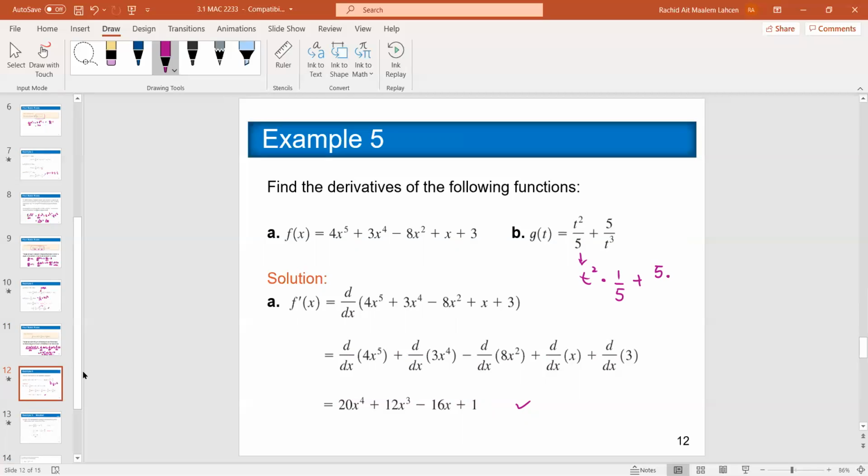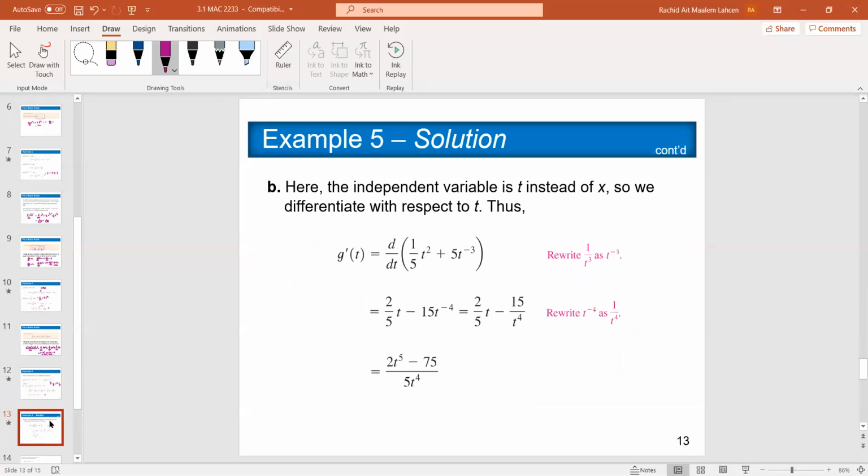That's a 5 times 1 over t cubed. So if we see it this way, we will know how to put it in a form that is easy to differentiate. All right. So if we do it that way, then when we take the derivative, we'll have a 2 times 1/5, and this is a 2 minus 1.